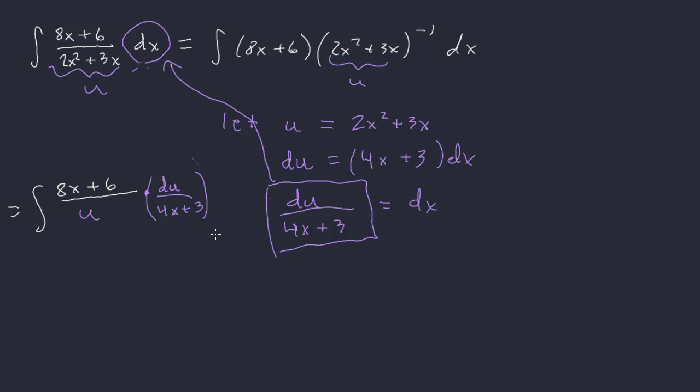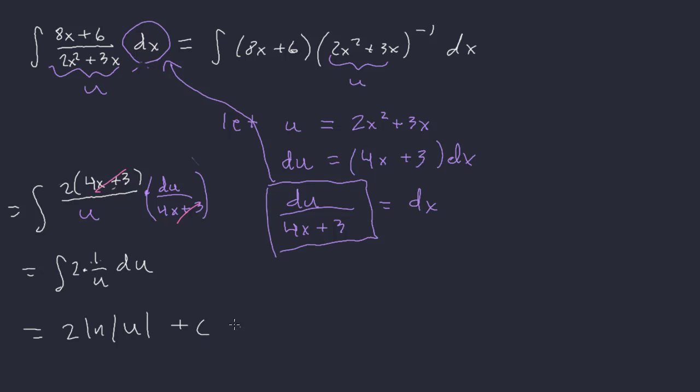Let's go around that way. Okay. Now, you might not think that this cancels immediately, but if we were to factor a 2 out of the numerator, this 8x plus 6, if I factored out a 2, we would have a 4x plus 3, and there we go, the 4x plus 3's cancel, and we're left with 2 over u du, and this will be a natural log. You could actually move that 2 all the way out here and get the integral of 2 times 1 over u, so this will be 2 natural log absolute value of u plus c.